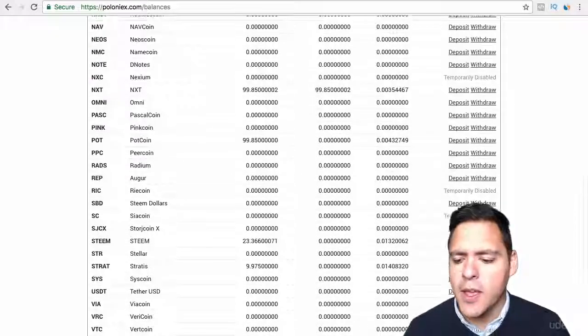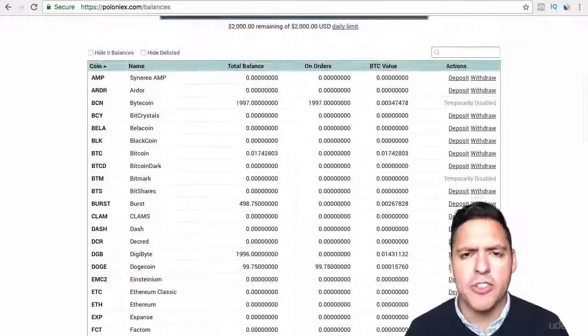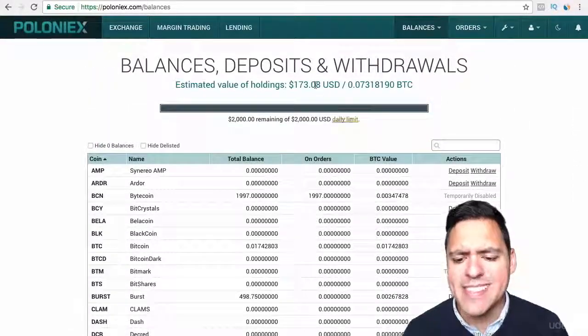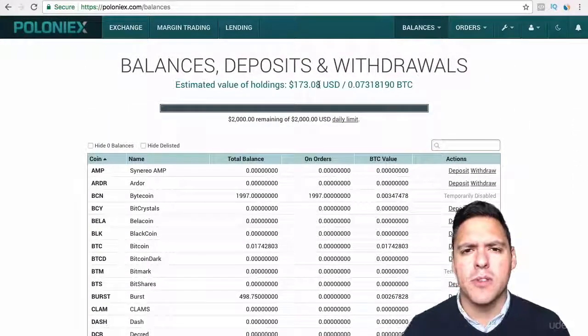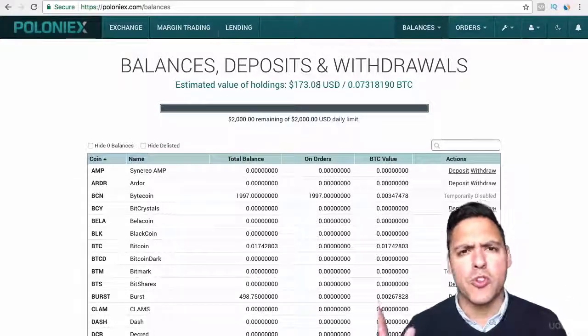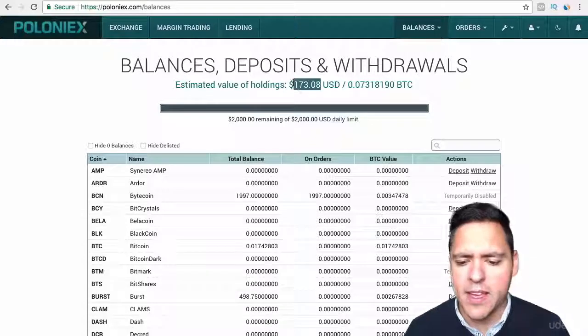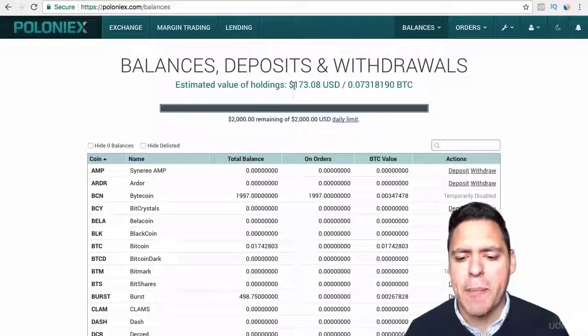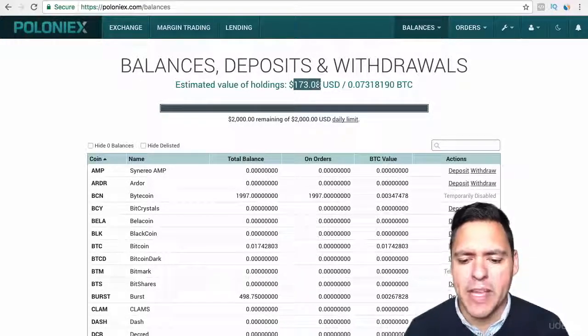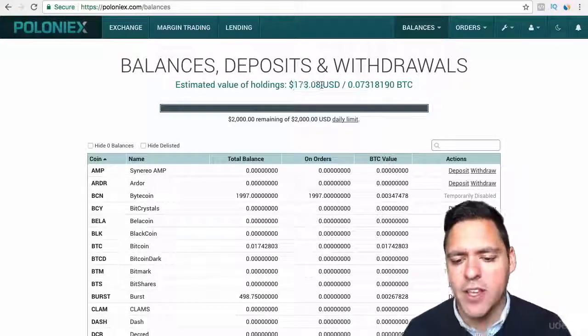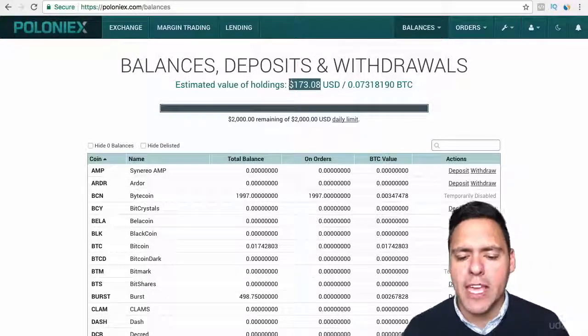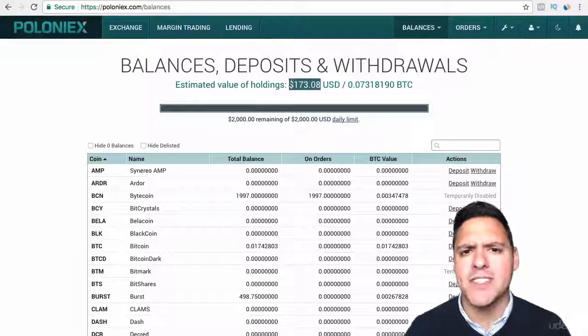Okay, so at the top, where it shows you the value of your holdings, this is the combined total based on how all your trades are doing. So if they're doing well, then it will be a certain amount. And if they're doing badly, then this will be dramatically reduced. So this is your real-time sensor for how your currencies are doing.